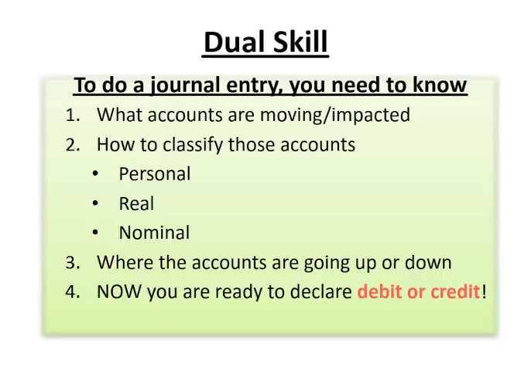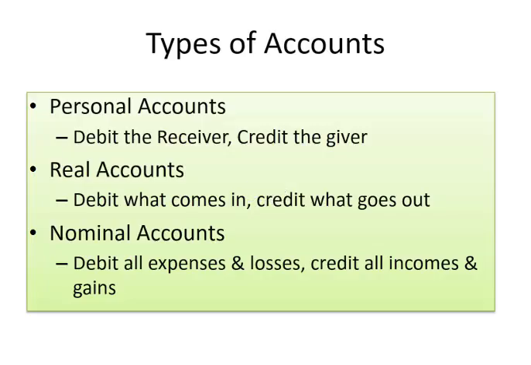We have to see where the accounts are going up or down, which account we have to debit and which account we have to credit. These all we have to decide, and then we prepare the journal entry. Then there are some set rules for these three types of accounts.